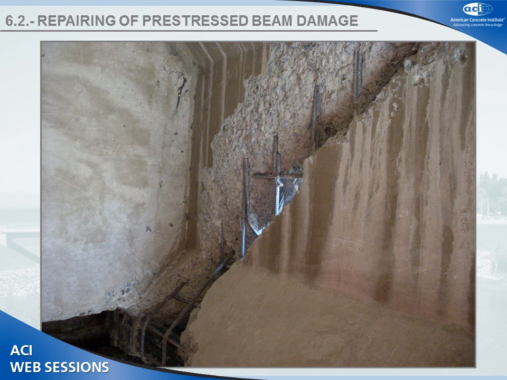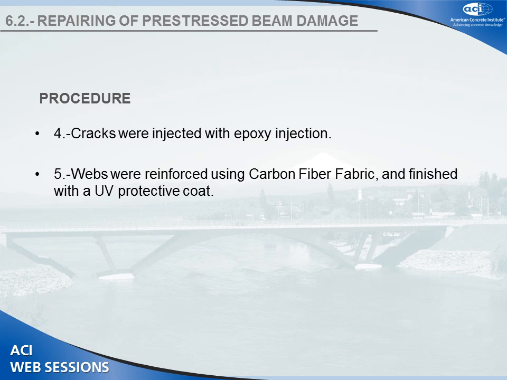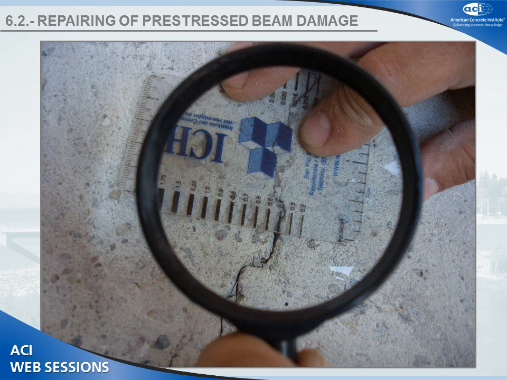Here you can see some damages in the web of pre-stressed beam and also in the bottom flange. The procedure continued with injecting the cracks with epoxy, and the webs were finally reinforced using carbon fiber fabric and finished with a UV protective coat. So you can see the process here.